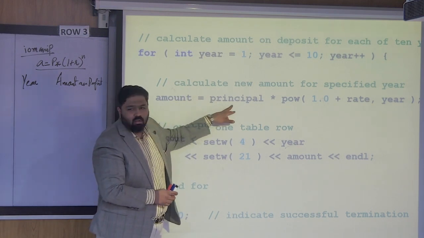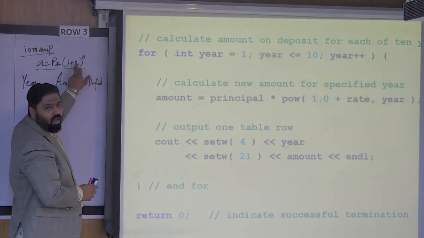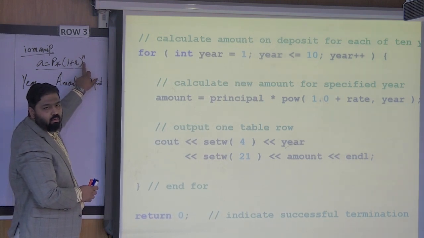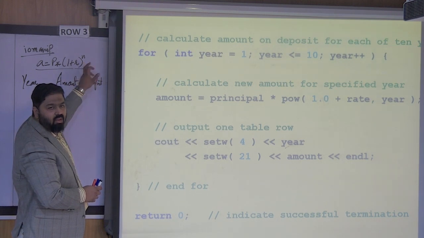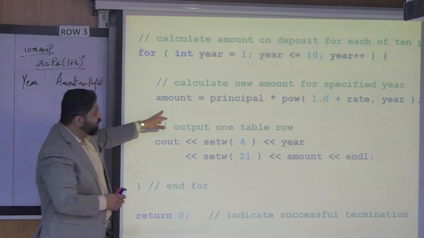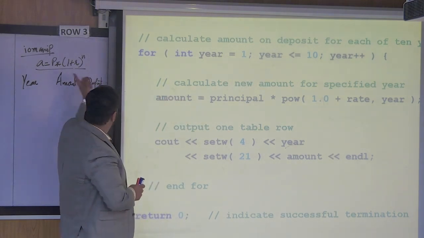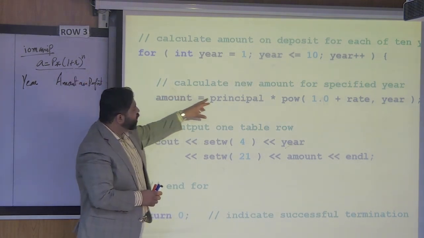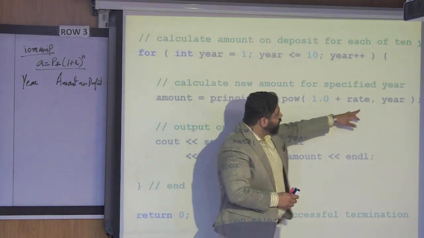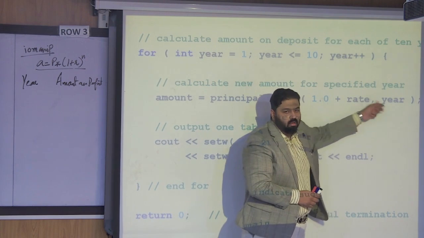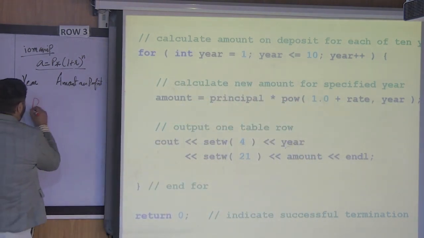The value of principal is there, the value of rate is there, the value of n is there. What is n? Let's see. n is here; at the moment it's 1. Amount equals, just have a look at the formula: A equals P into (1 plus R) raised to the power n. Power.